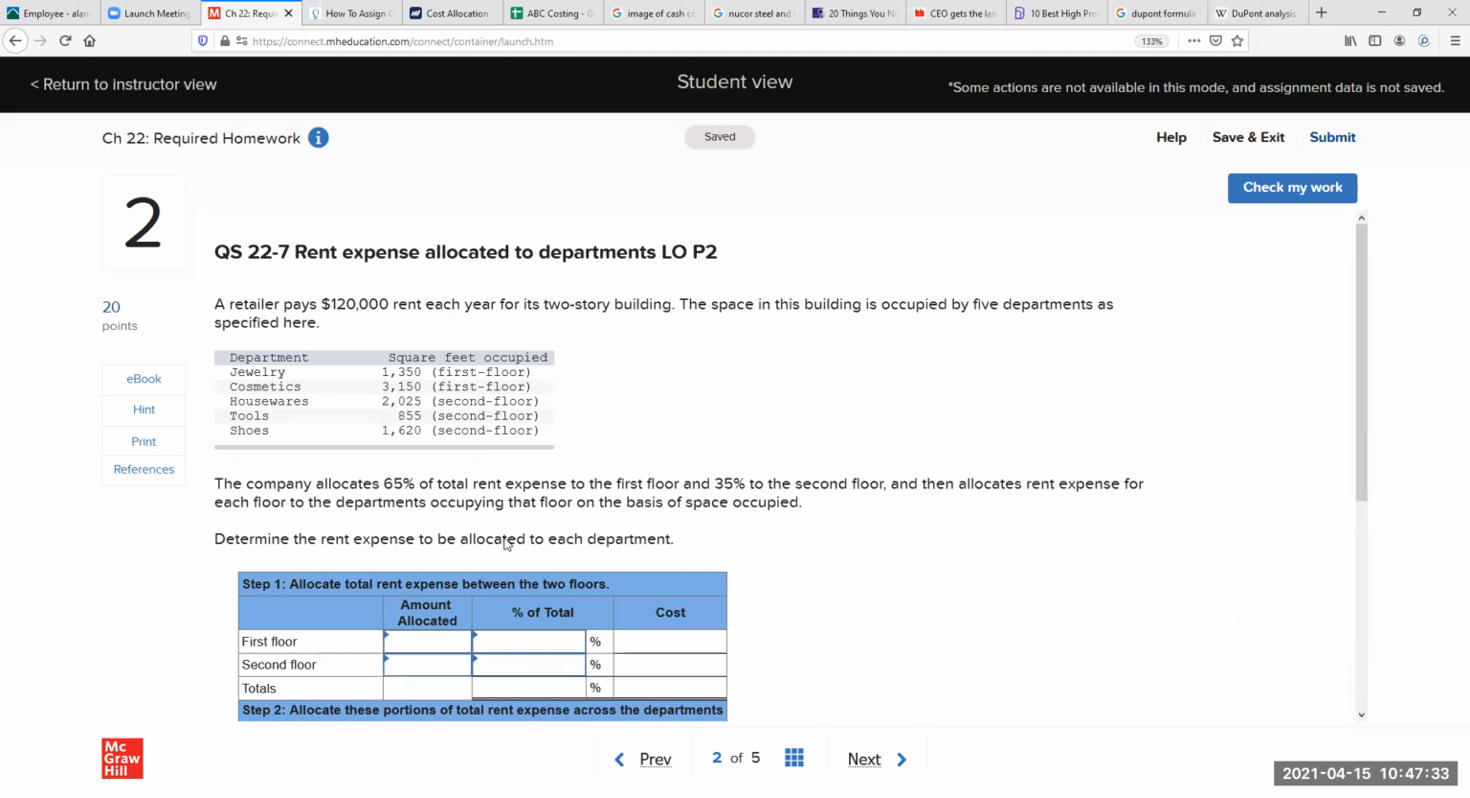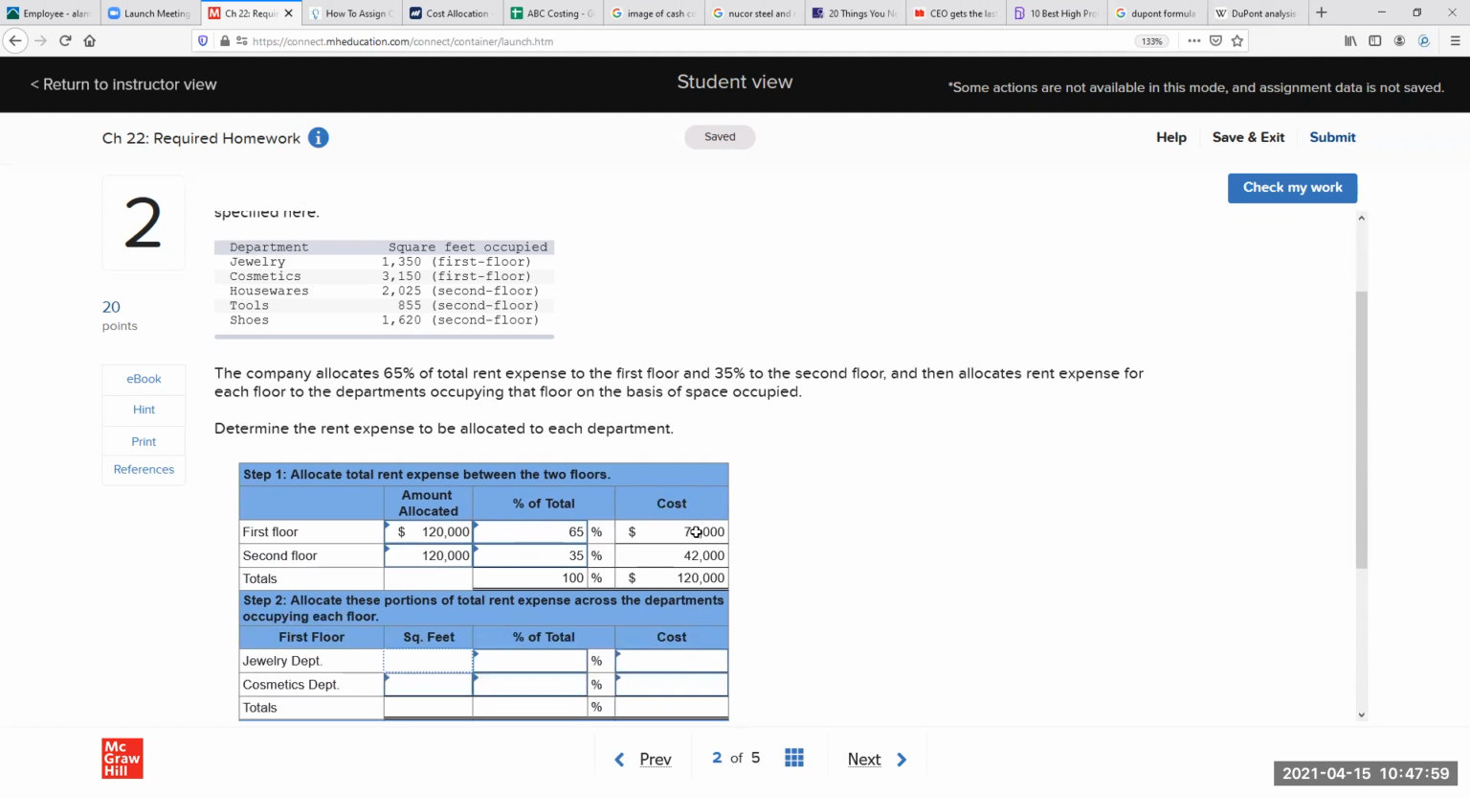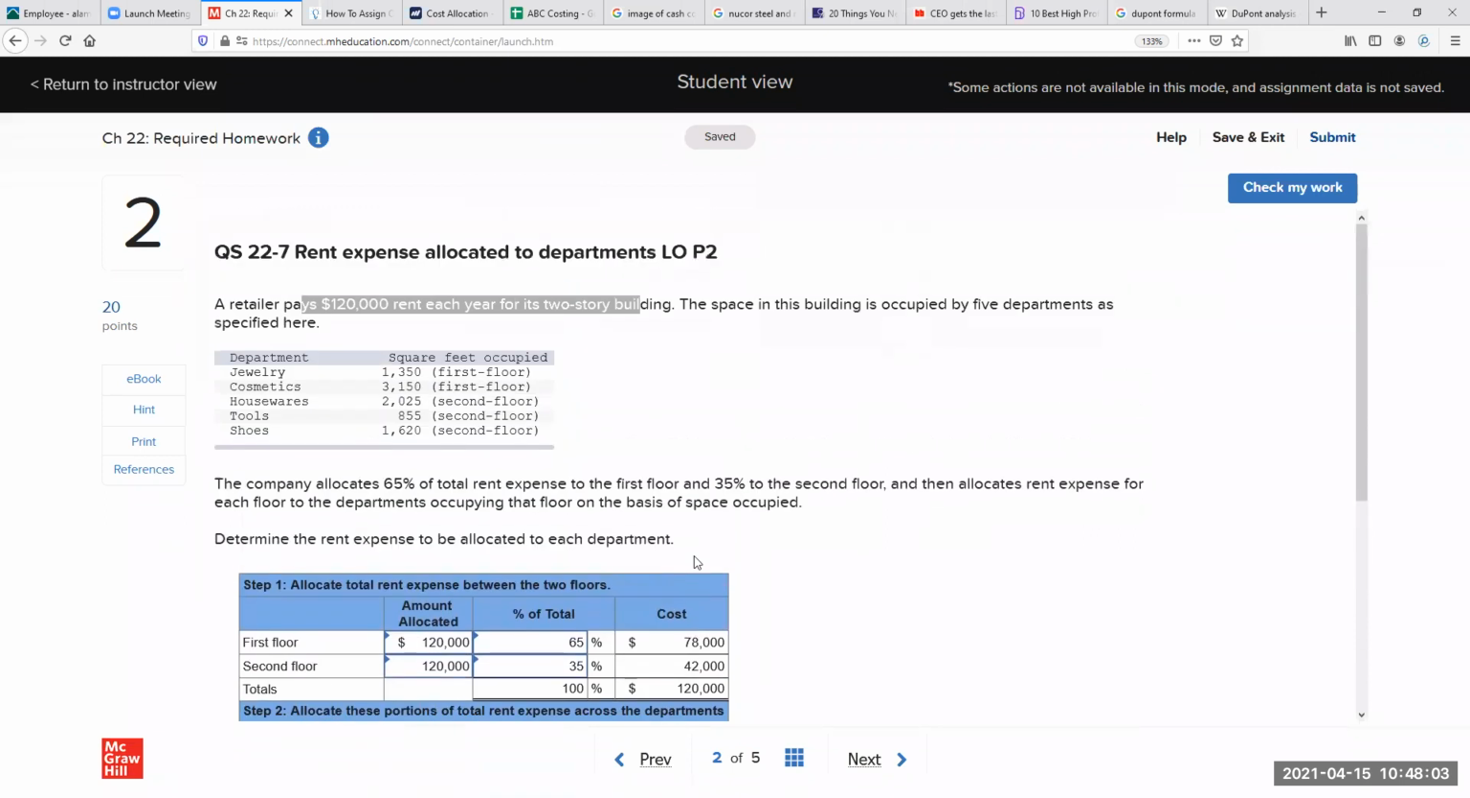Rent expense allocated to departments. First, they pay $120,000 a year for a 2-story building. And then they allocate 65% of the rent to the first floor and 35% to the next floor. So of the 120, we have to allocate 78,000 to the first floor and 42,000 to the second floor.